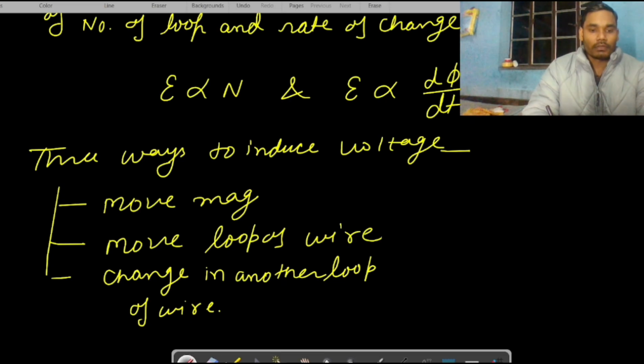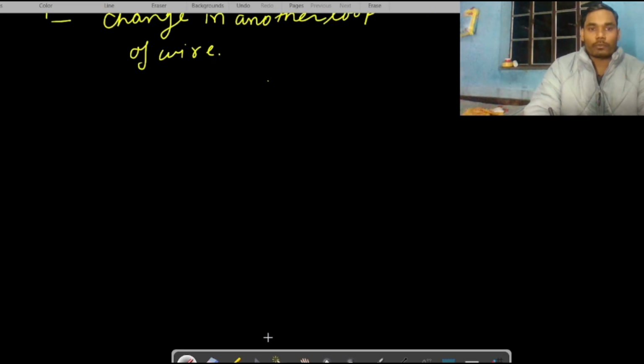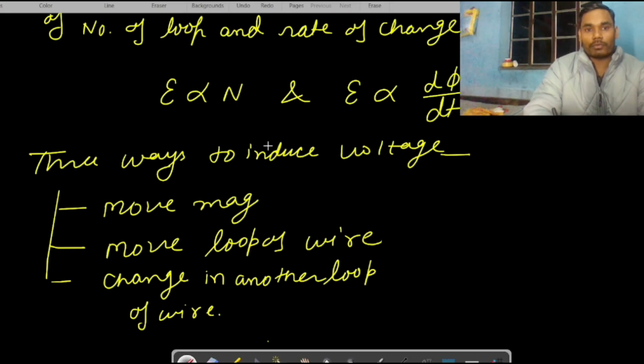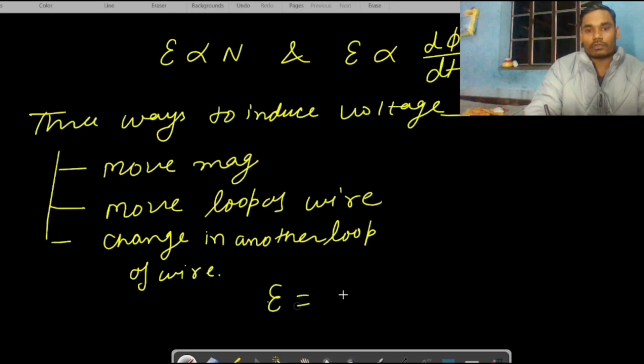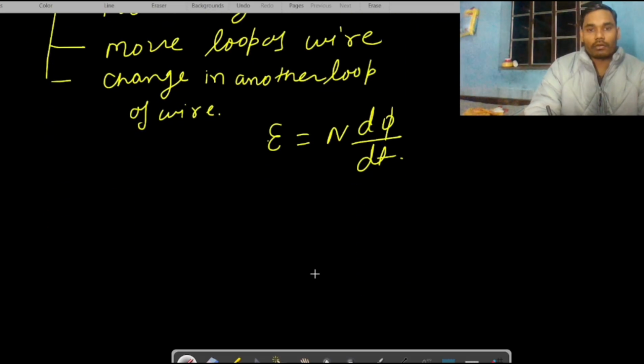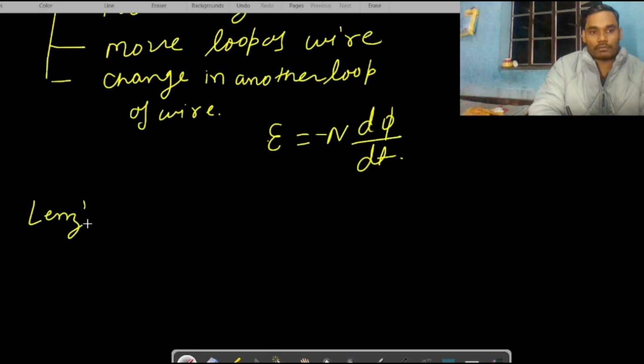Now let's talk about Lenz law. First of all, from here we can say that our EMF is equal to N d phi by dt. But you may have seen that there is a minus sign here. Why is this minus sign here? We explain this negative sign through Lenz law.